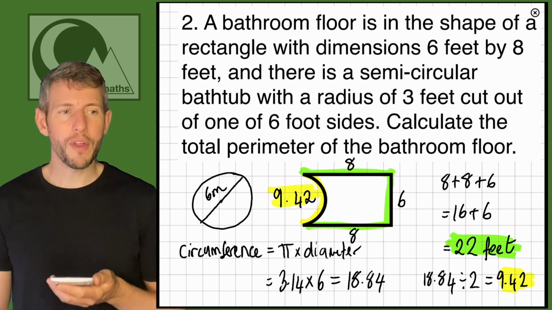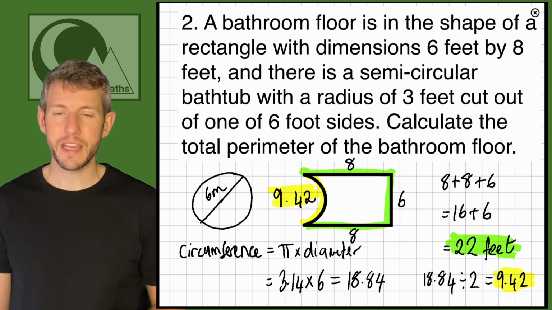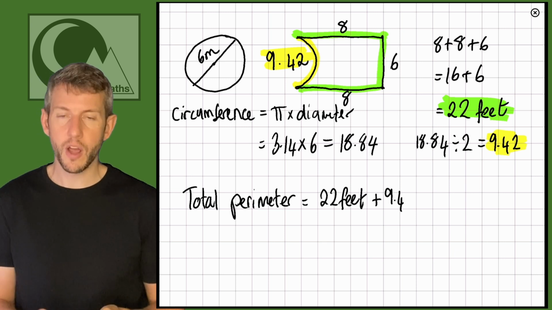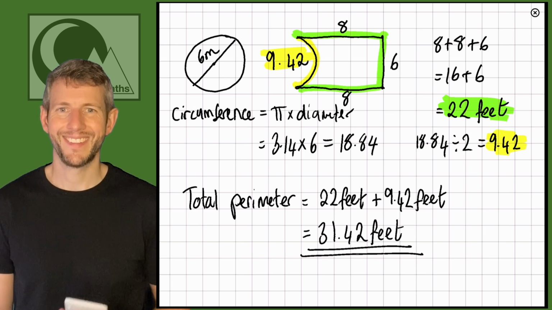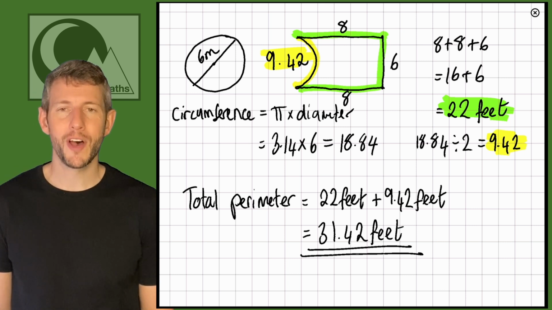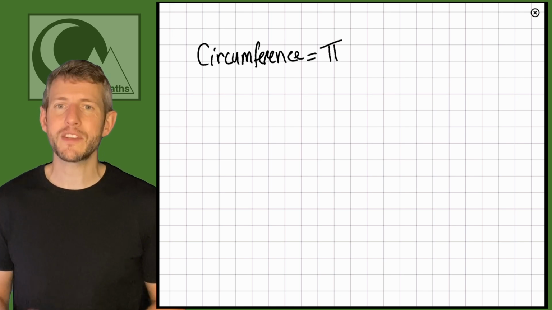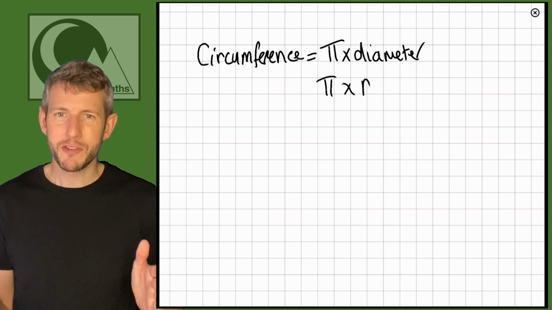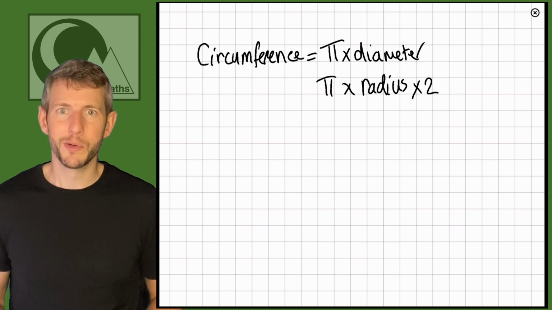Okay, now we've got that, we can tie that in with our straight sides. So our straight sides earlier added up to 22 feet, and our curved side is 9.42 feet. So 22 feet plus 9.42 feet is going to give us 31.42 feet. Okay, great. And that ties up that tutorial on perimeter of compound shapes. So remember, in order to master this topic, you really just need to remember the formula for the circumference of a circle. The straight line bits is pretty straightforward, but the hard bit is remembering the circumference of the circle and how much of that circle you're going to need.